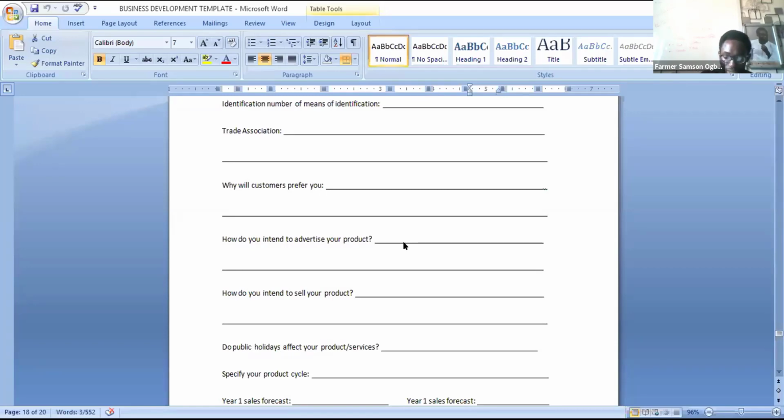How do you intend to advertise your product? Is it radio? Is it print media? Is it social media? Is it TV? Is it word of mouth or any other nature? Let us know.